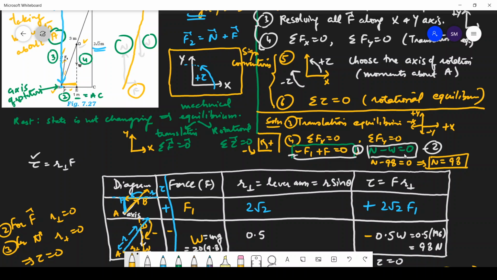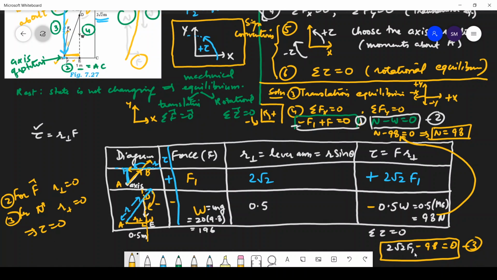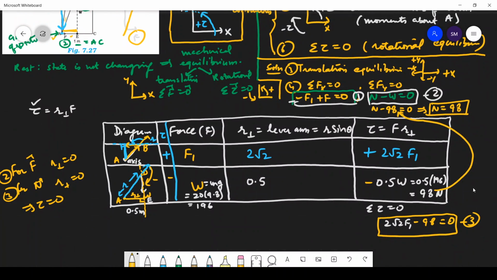Okay, from this equation, put this value N is 98 over here in equation number 2, and you get N. So you know W, you know N. So out of the 4 forces, you know two of the forces. So now you are left with only 2 forces, that is F1 and F, and you have the 2 equations. So from here you can calculate F1 also. F1 will be equal to 98 upon 2 root 2.